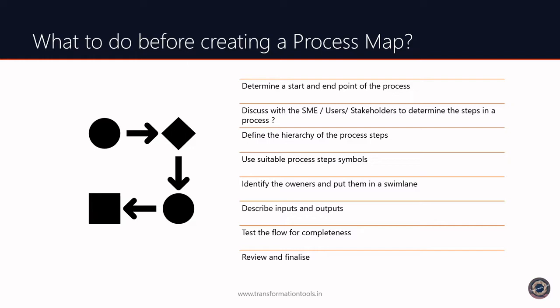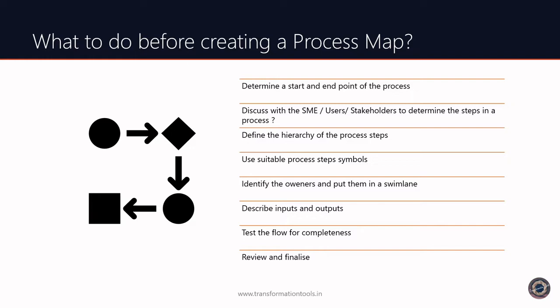The next step, when you are creating the process maps, is to use the right symbols. There are many symbols available. The most frequently used symbols are rectangles, which we call process steps, a diamond, which is a decision-making node, and the arrows, which show the flow of the process. One of the next things that you need to do is identify the owners of the process. The owners of the process can be put in a swim lane. I will explain what a swim lane is when we create a process map in Excel.